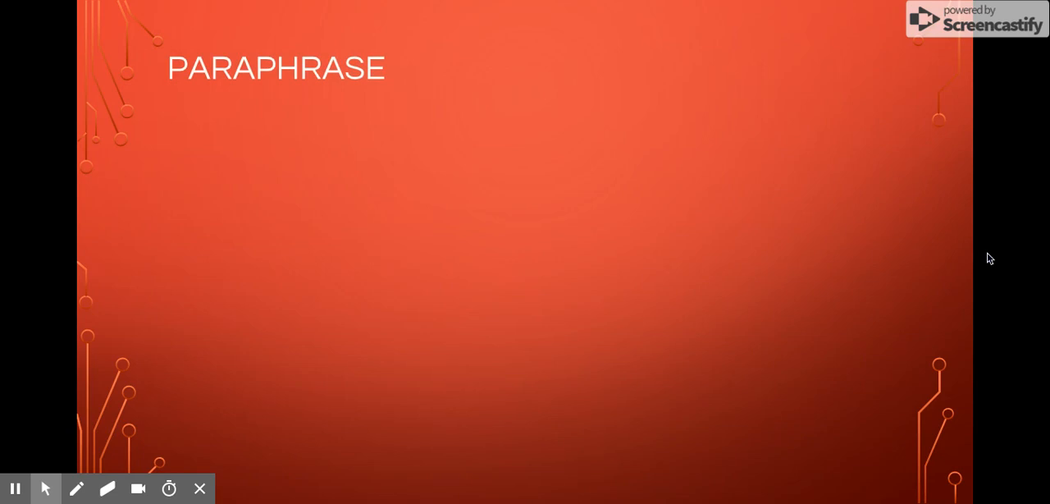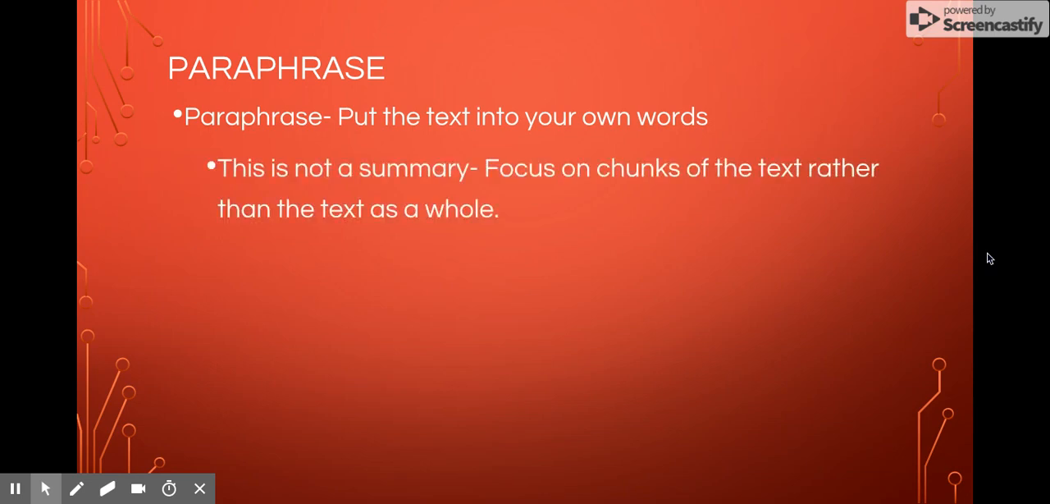The next thing we're going to do, the next letter is P, and P stands for paraphrase. Paraphrasing is a skill that we have worked on a little bit in here, but will develop as we move through this course. When we are paraphrasing, we are simply putting the text into our own words. We're taking what the author says and restating it in our own words.